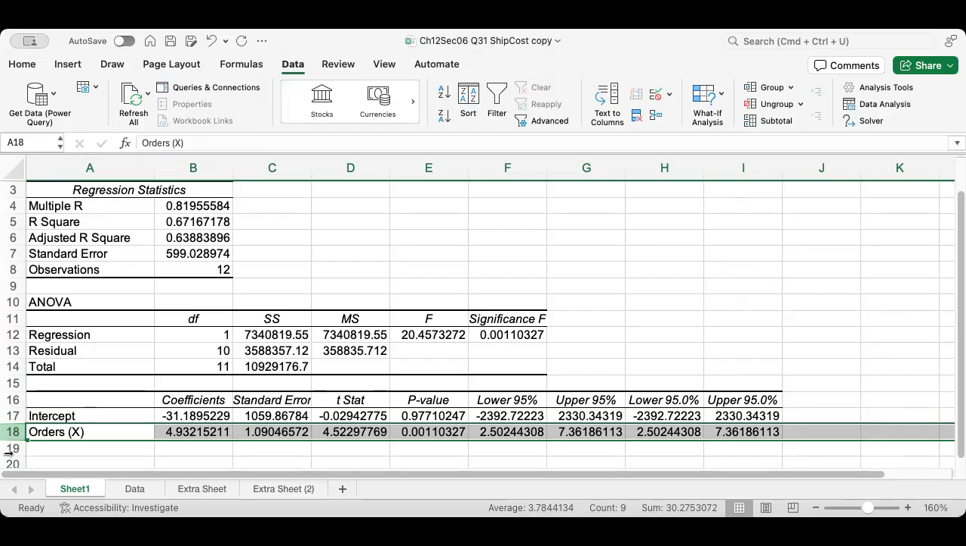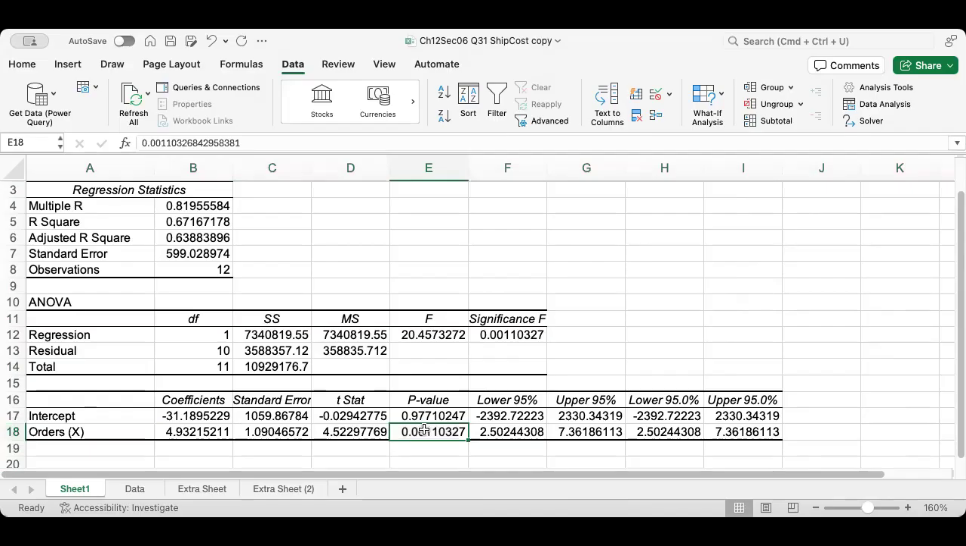And there's a p-value for that slope right here. It's in the p-value right on that row, but it's also up here in the significance of our f-test. Notice those are the same number. 0.0011 is way smaller than 0.05. That says reject the null hypothesis. It's too small. Out we go.